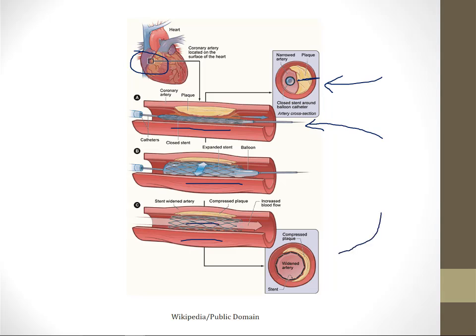And now if you look at the coronary artery in cross-section, you see a widened artery with struts of the stent, and the plaque is smushed against the wall. That is coronary angioplasty with stent implantation, commonly done in the United States.